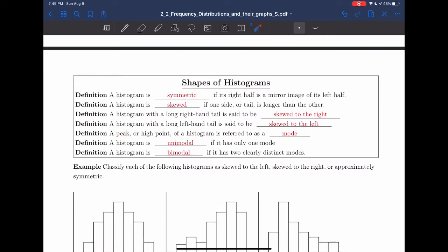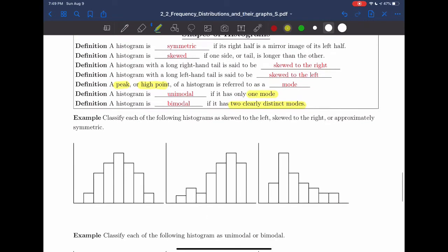Also, the peak or the highest point is called a mode. And if your histogram is unimodal, that means it only has one mode. But if your histogram is bimodal, then it has two clearly distinct modes. So let's do an example here.